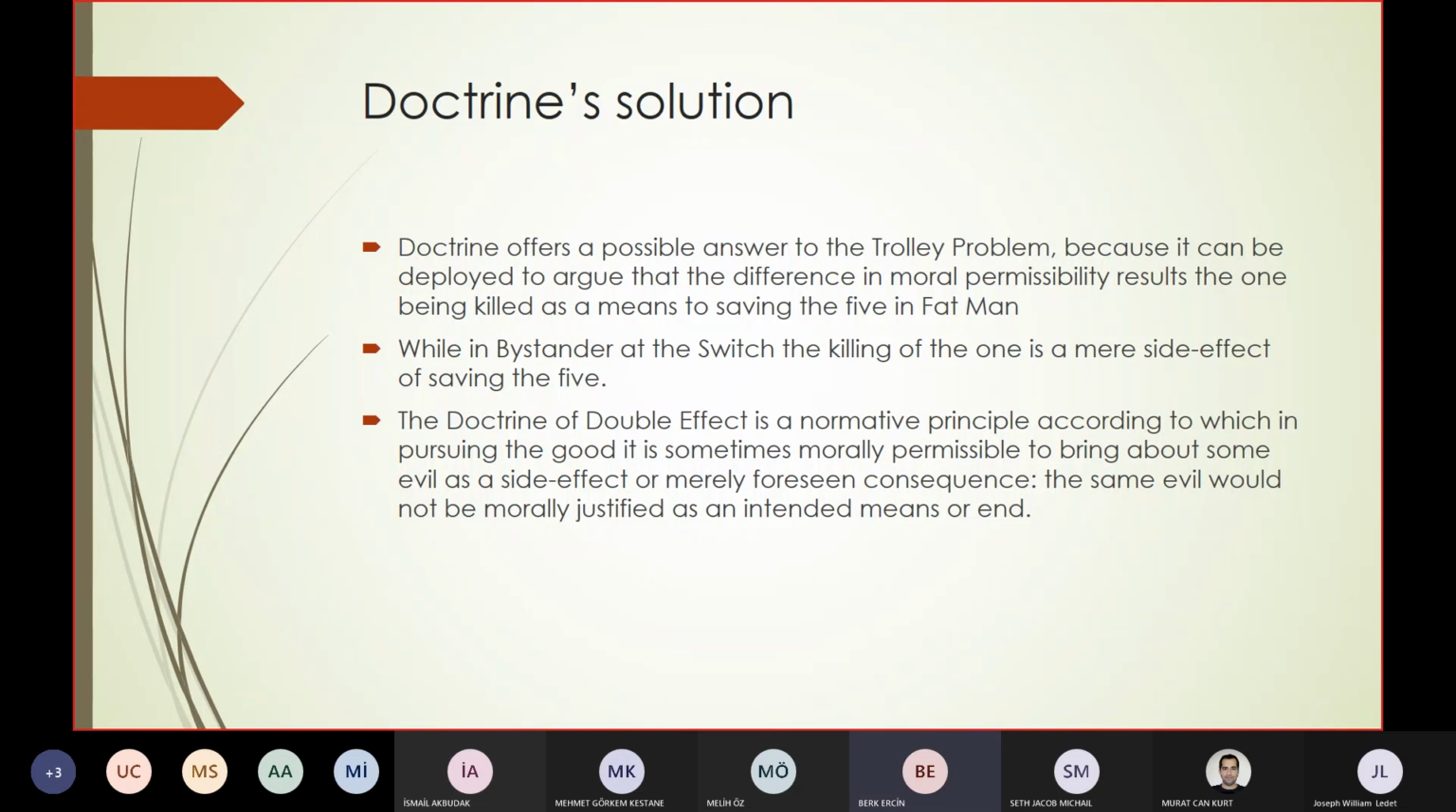to the trolley problem, because it can be deployed to argue that the difference in moral permissibility results from the one being killed as a means to saving the 5 in the fat man case, while in the bystander at the switch case, the killing of the one is a mere side effect of saving 5. The doctrine of the double effect is a normative principle according to which, in pursuing the good, it is sometimes morally permissible to bring about evil as a side effect or merely foreseen consequence. The same evil would not be morally justified as an intended means.